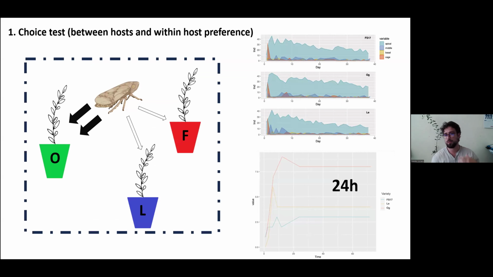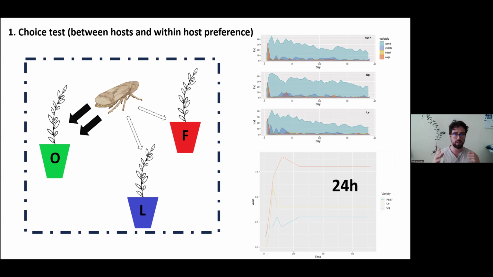The first test is the choice test. We released Philaenus inside a cage with three plants, an Ogliarola, a Leccino, and a Favolosa, and gave Philaenus an observation period of 72 hours. During these 72 hours, we observed where Philaenus was moving. In this test, Philaenus exhibited a significant preference for the bacterium-susceptible Ogliarola. Most of the Philaenus were moving toward the Ogliarola compared to the bacterium-resistant Favolosa and Leccino. And the choice was made within the first 24 hours of spittlebug release inside the cage.